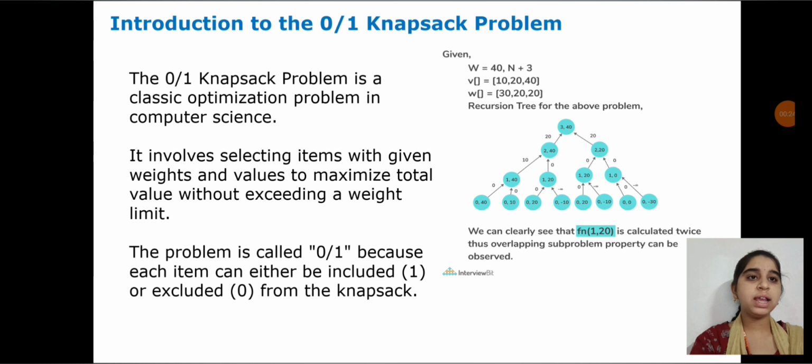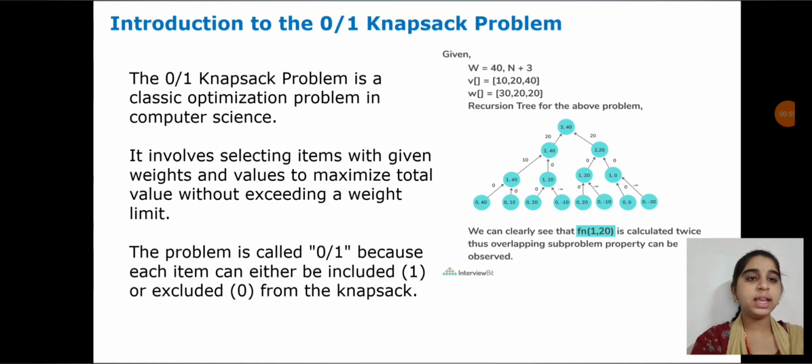Introduction to the 0/1 knapsack problem. The 0/1 knapsack problem is a classic optimization problem in computer science. It involves selecting items with given weights and values to maximize total value without exceeding a weight limit. The problem is called 0/1 because each item can either be included or excluded from the knapsack. Included means 1, excluded means 0. So it is called the 0/1 knapsack problem.